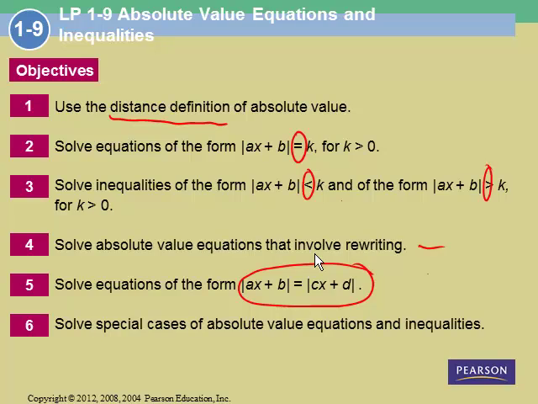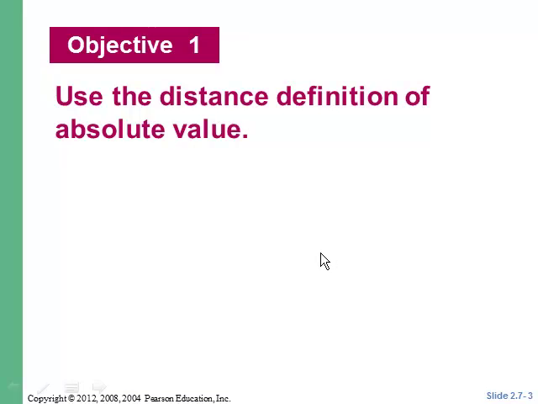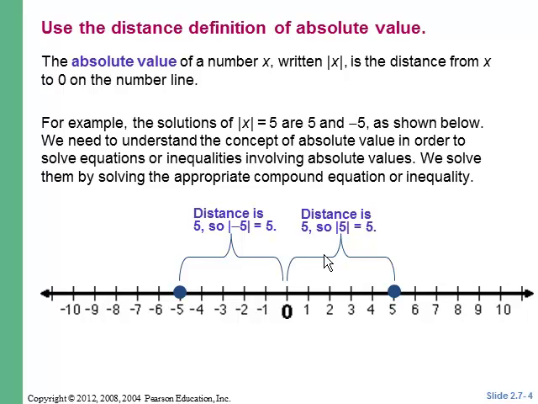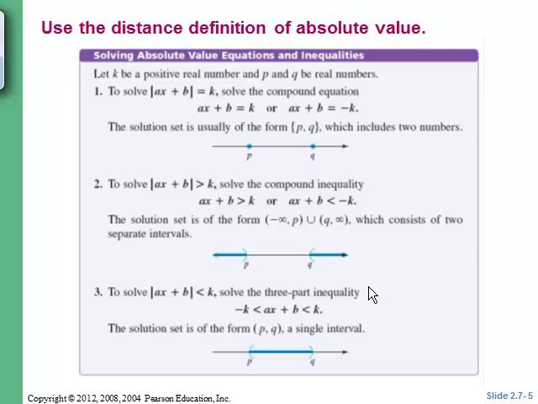What does it mean to have absolute value? Well, the absolute value of a number, written in braces or straight lines, is the distance from that point to 0 on the number line. So the absolute value of 5 and negative 5 is both 5 because both of them are 5 from 0. So, how do we understand that?